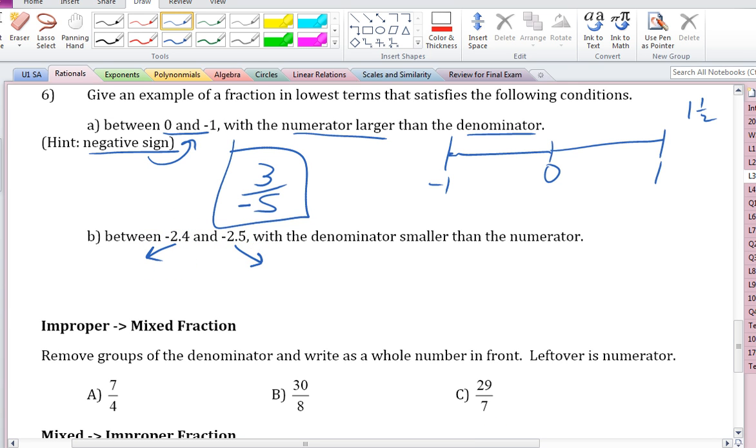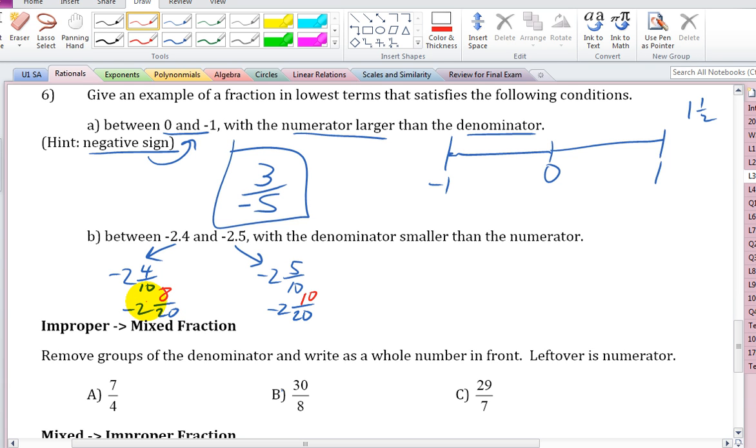Go. I'm sure most of you went -2 and 4 over 10 and -2 and 5 over 10. Doesn't look like there's anything in between, right? So maybe we should take our fraction and not make it out of 10, but make it out of 20. See what happens. There we go.